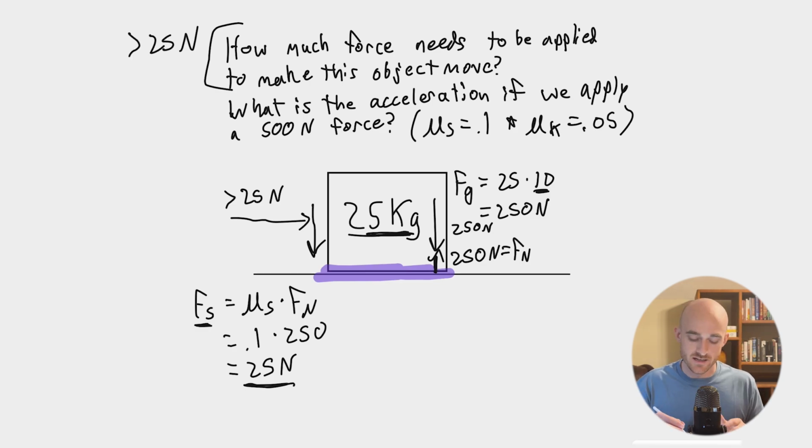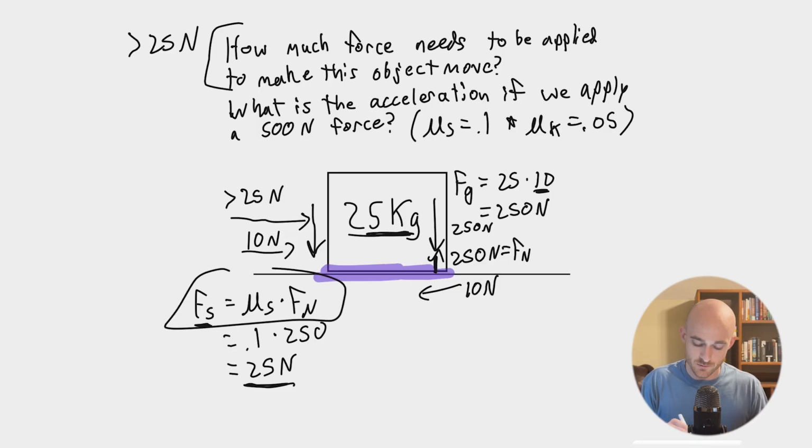And make sure you understand that if we applied less than 25 newtons, let's say we only applied 10 newtons here, that means that the friction force that opposed that 10 newtons would only be equal to 10 newtons. We only reach that maximum static friction force if we apply a force that's equal to that maximum static friction.